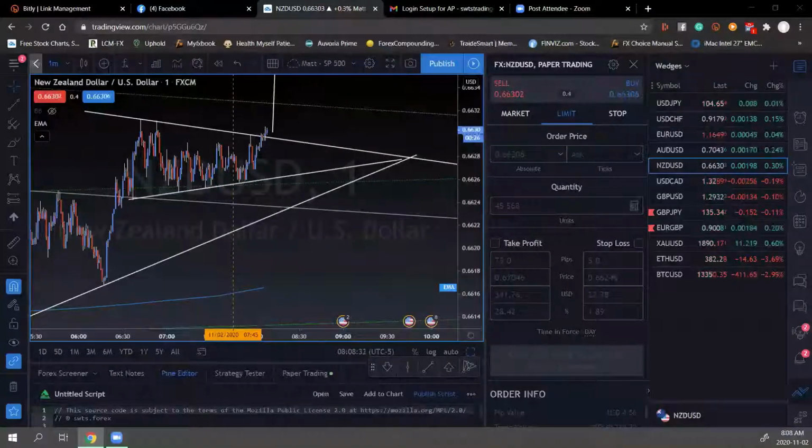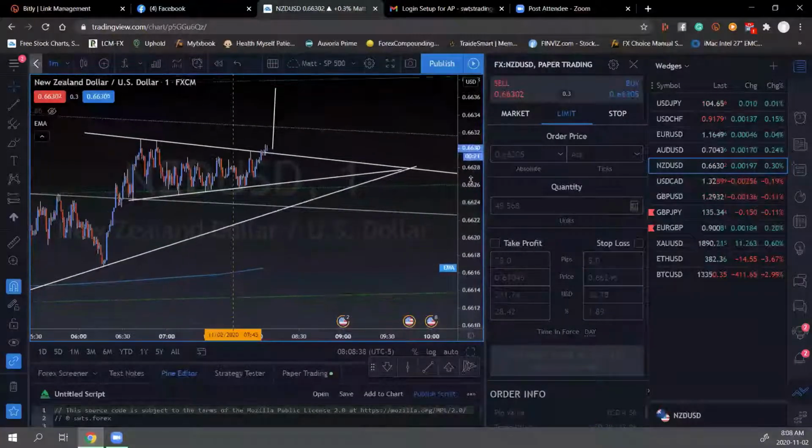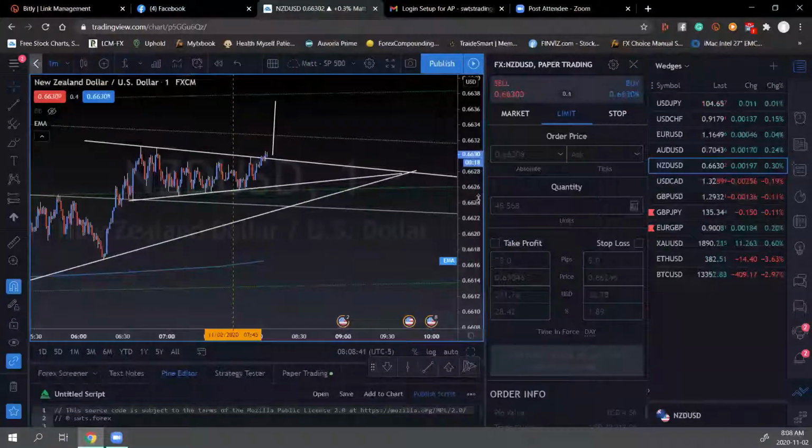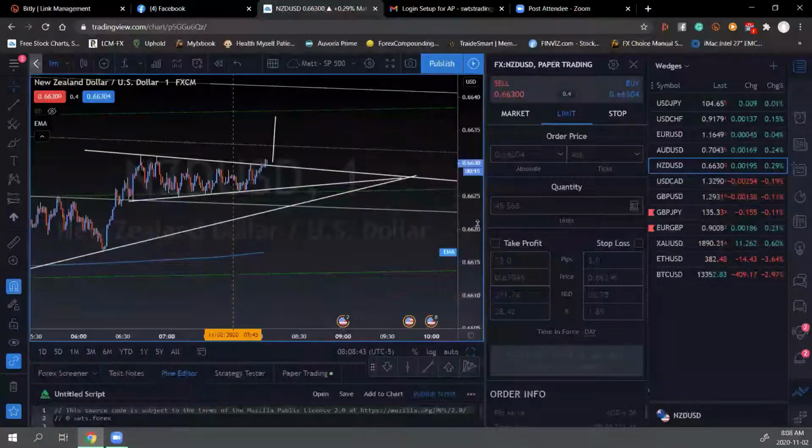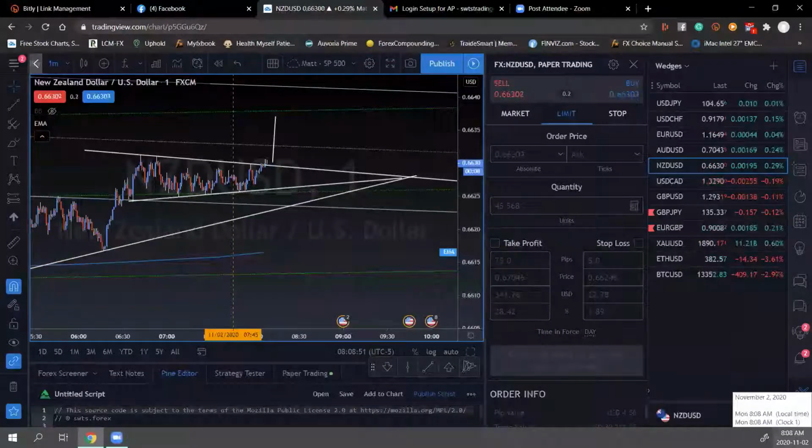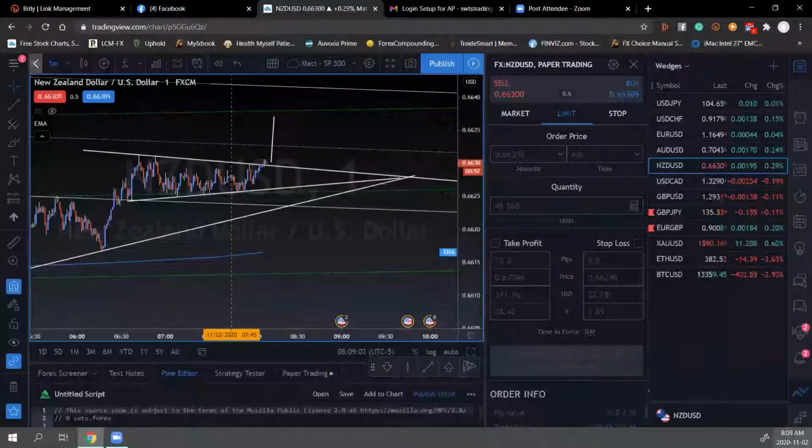Remember what we were talking about when we were talking about a 5 minute candle close? I'm still waiting for that little pullback. I don't want it to go into the wedge like 2 pips because it's such a tight zone. How many pips is that? 7 pips? Yeah, it's about that. So I'm just waiting a little bit.